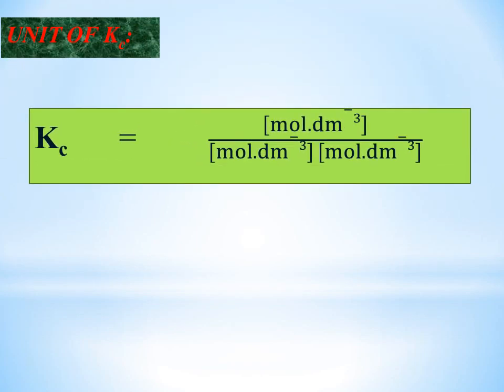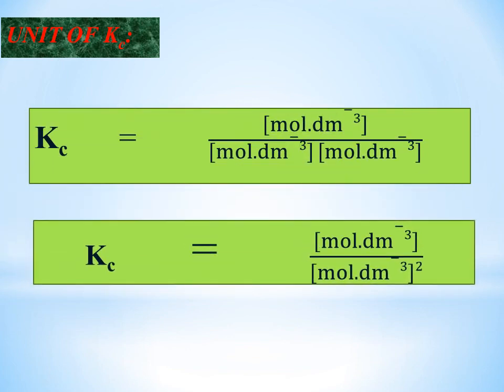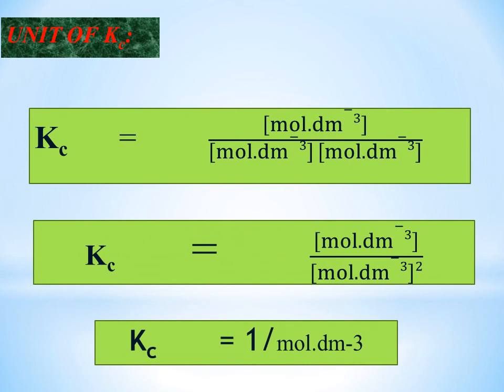The unit of Kc will be mole per decimeter cube. In the subscript, 1 mole per decimeter cube and 1 mole per decimeter cube. So the next step will be mole per decimeter cube divided by mole per decimeter cube whole square, because here is 1 and 1, 2 mole per decimeter cube. So at the end, because this 1 mole per decimeter cube cancels with the 1 mole per decimeter cube in the subscript, as a result we will get 1 by mole per decimeter cube. So this will be the unit of Kc for this reaction number 5.